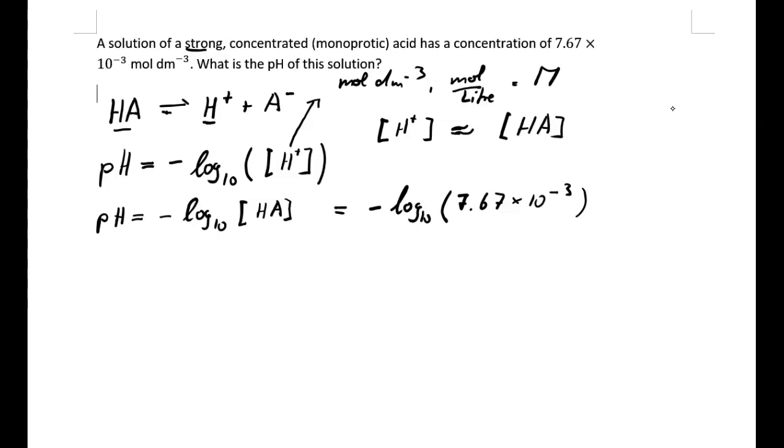So our pH equals the negative logarithm of the acid concentration, and if we put that into a calculator, we will get pH equals 2.115. So this is how you would do the calculation for a strong and concentrated acid.